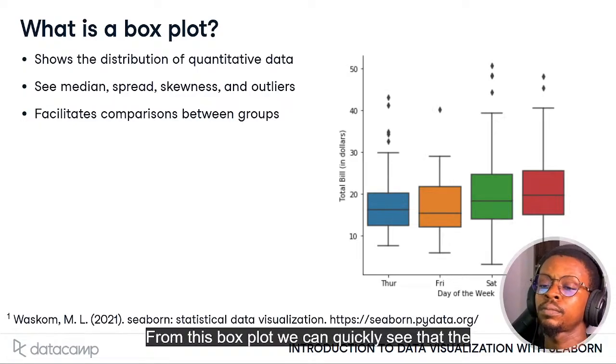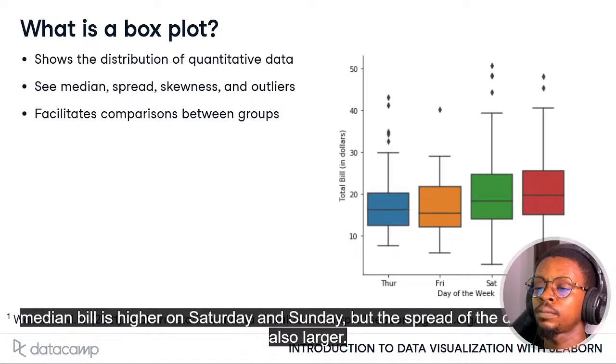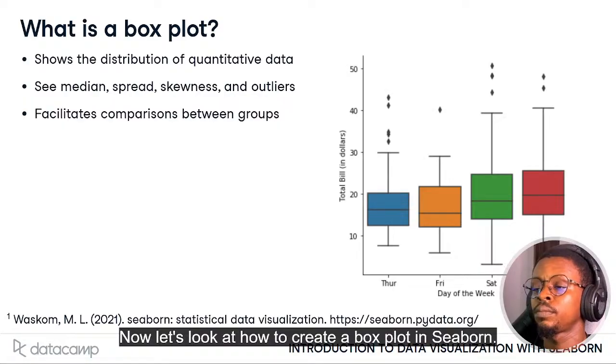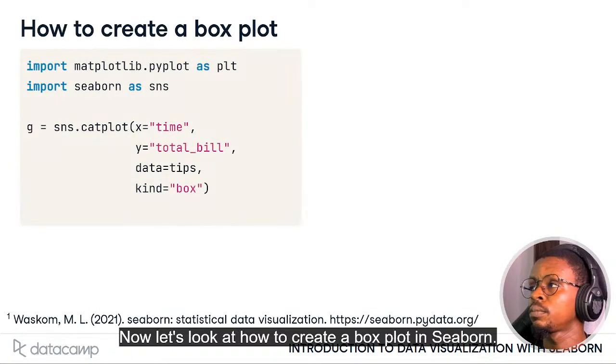From this box plot, we can quickly see that the median bill is higher on Saturday and Sunday, but the spread of the distribution is also larger. This comparison would be much harder to do with other types of visualizations. Now let's look at how to create a box plot in Seaborn.